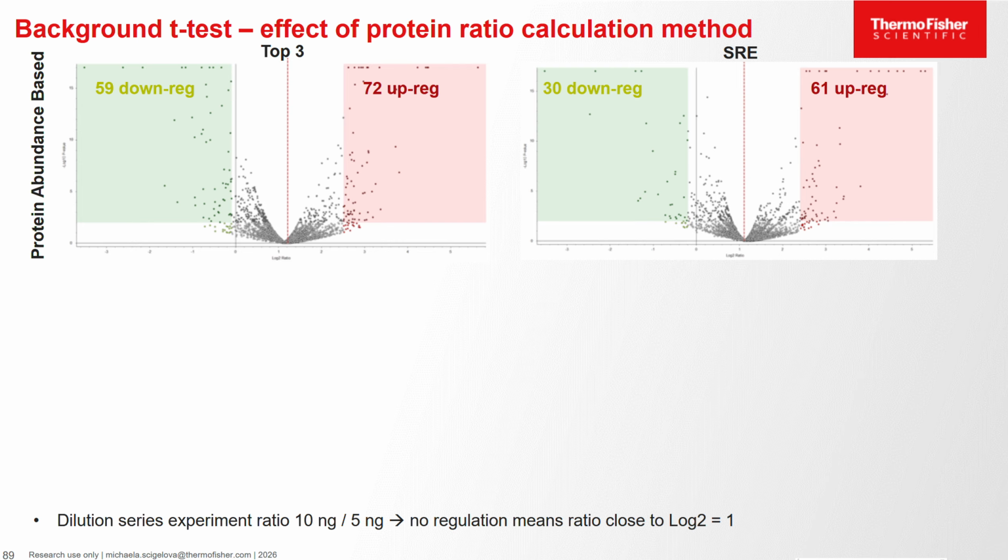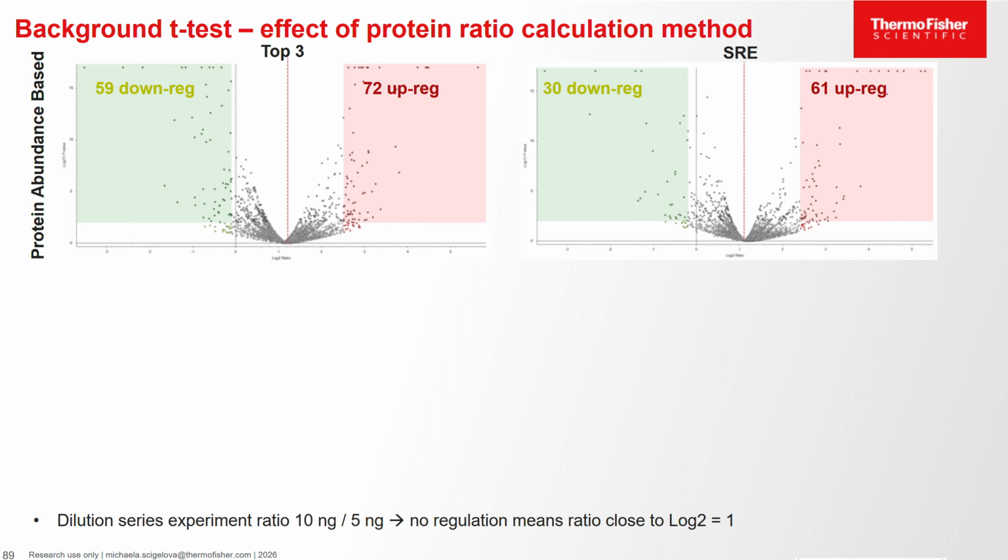Then I have a couple of slides studying what effect a different protein ratio calculation would have if you are using the background t-test hypothesis test. Here I have one of those technical mixtures I have been showing earlier. It is a sample dilution, same sample ratio, 2 to 1.